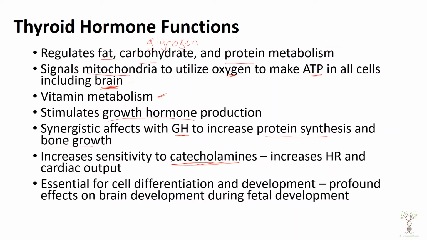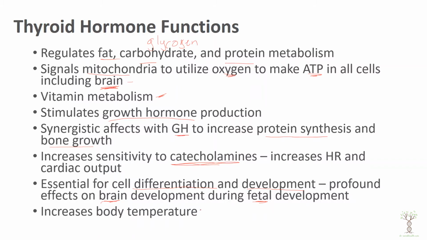Thyroid hormones are very important for cell differentiation and development. So during embryonic development, it helps cells to become differentiated into specialized cells like liver cells and bone cells. It has a very profound effect on brain development during fetal development.